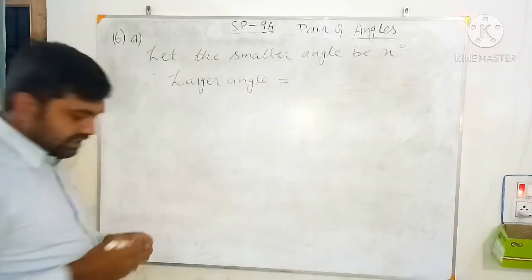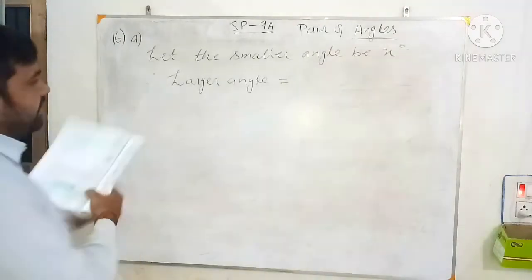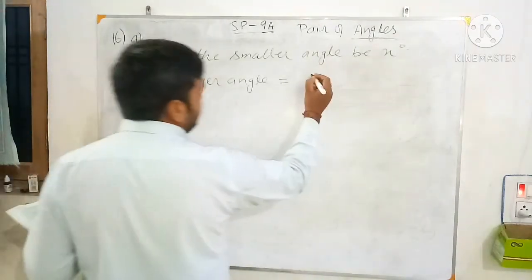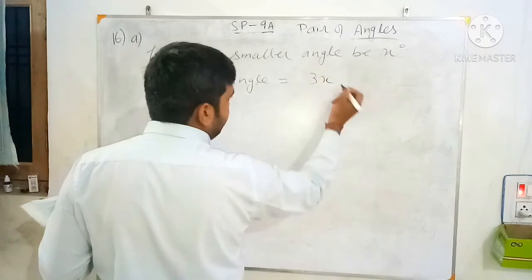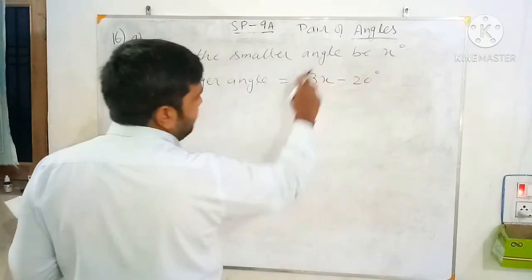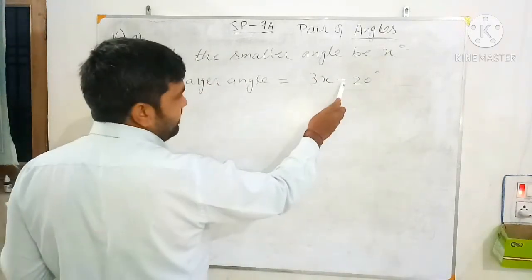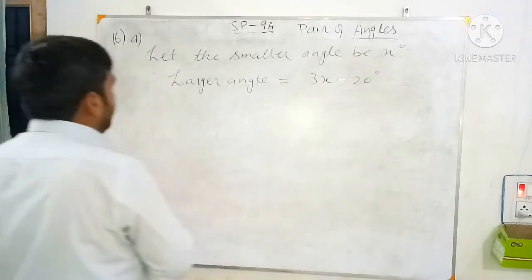So what is given about the larger angle? That the larger angle is 20 less than 3 times the smaller. 3 times the smaller, 20 less than, that is minus. Meaning 20 degrees less than 3 times the smaller.